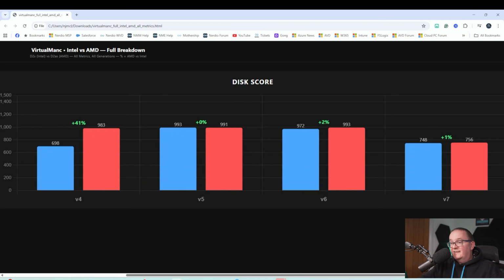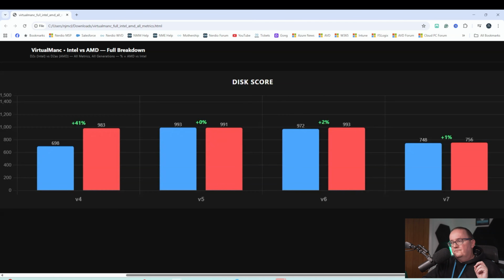So next let's look at the disks. So disk score from V4, 41% faster, V5 exactly the same, quite interesting. The V6 2%, so again the same, and then V7 1%, the same. So not much difference in the disk there, which kind of explains it, right? Because as I mentioned in last week's video, the disk subsystem is shared, so it doesn't really make much difference.